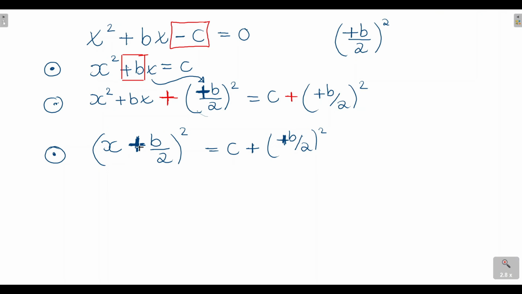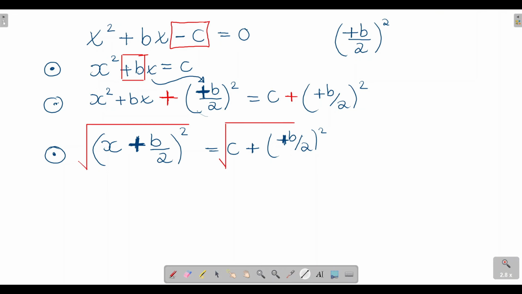Okay, and then from here, all that we need to do, we're now solving this equation. We're going to solve this equation by using the square root method. We want to square root the left hand side, and we're going to square root the right hand side.